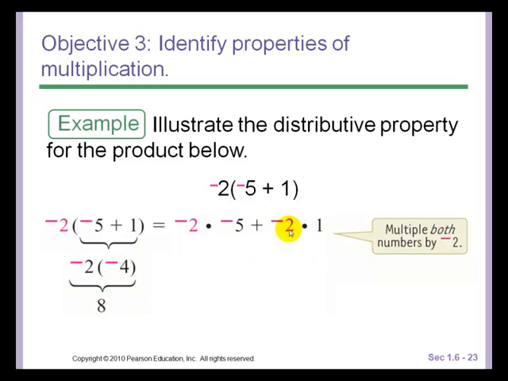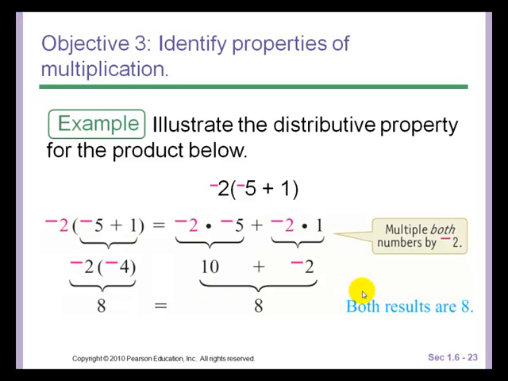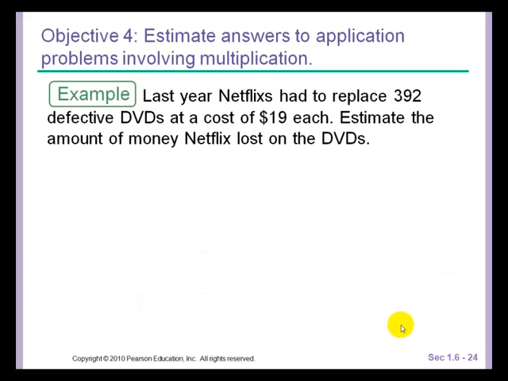On the right, even though we have multiplication and addition, order of operations says we need to do those multiplications first. So negative 2 times negative 5 is 10, and negative 2 times 1 is negative 2, and then we do the addition and get 8. We will talk more about order of operations very soon. Again, both results are 8.